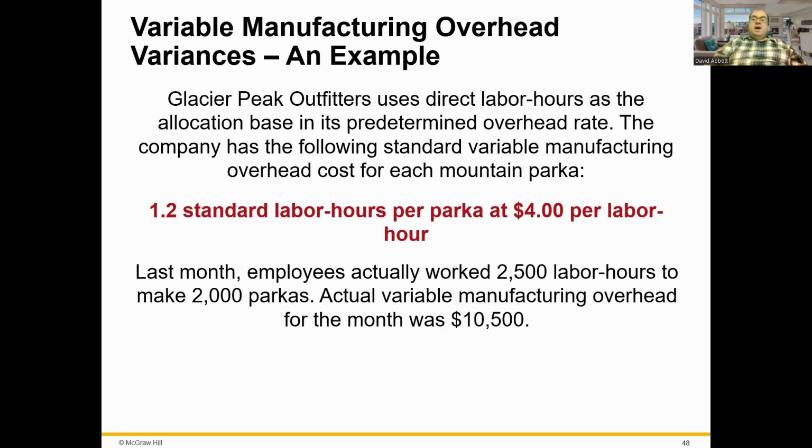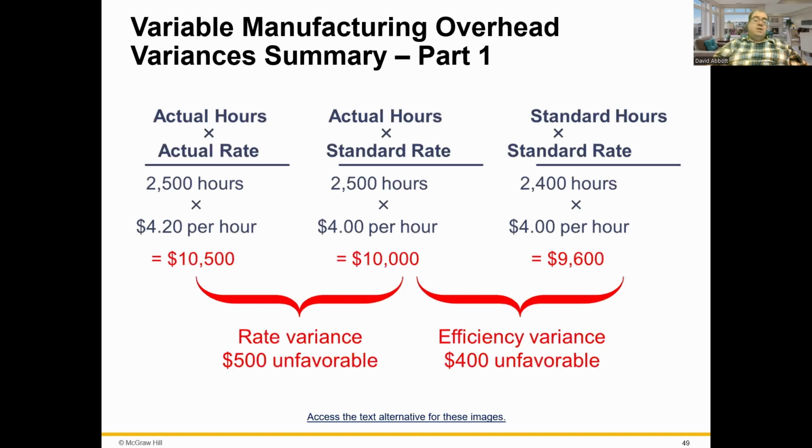So again, Glacier Peak Outfitters uses direct labor hours as an allocation base in its predetermined overhead rate. The company has the following standard variable manufacturing overhead cost for each mountain parka. So they would use 1.2 standard labor hours per parka at $4 per direct labor hour, and that's how they figured, that's what their predetermined overhead rate is. So last month, employees worked 2,500 labor hours to make 2,000 parkas. The actual variable manufacturing overhead for the month was $10,500.